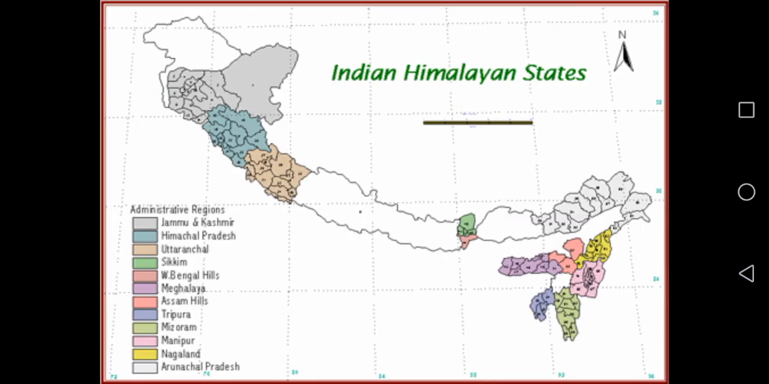You can see here the Indian Himalayan states. Different colors are chosen to show these states. So you can understand very well which states are covered by the Himalayas.